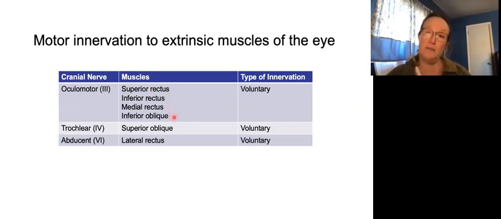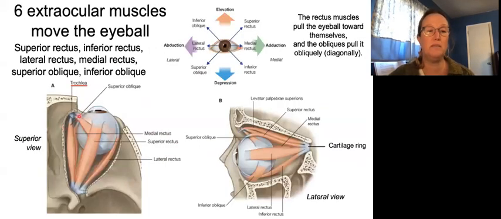So the 2 extraocular muscles that have their own cranial nerves are the superior oblique, which is innervated by cranial nerve 4, the trochlear nerve. You should be able to remember that because remember that the superior oblique muscle passes through this little trochlea, okay, that little spool or loop. So that's what the trochlear nerve is named after.